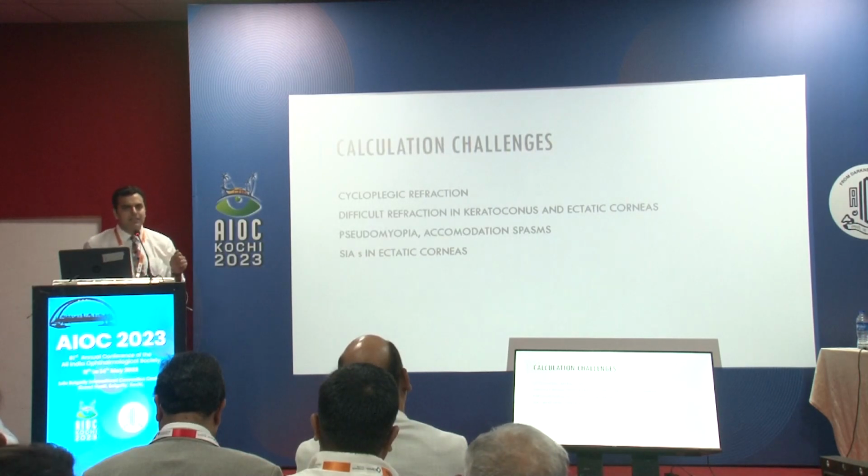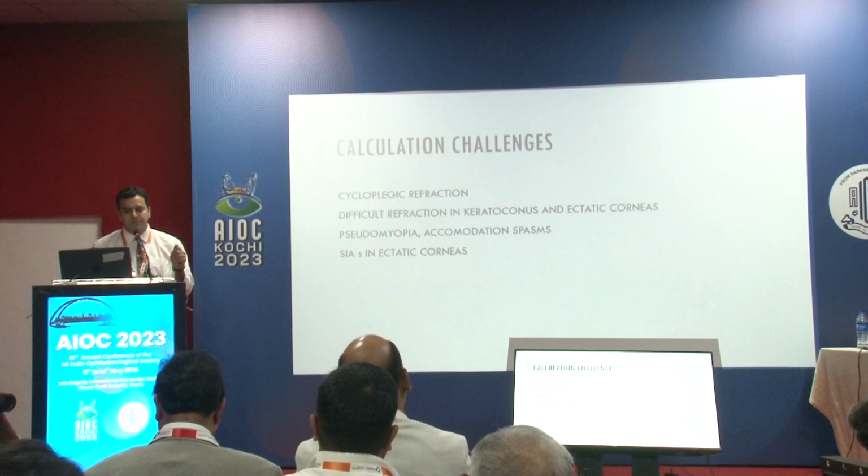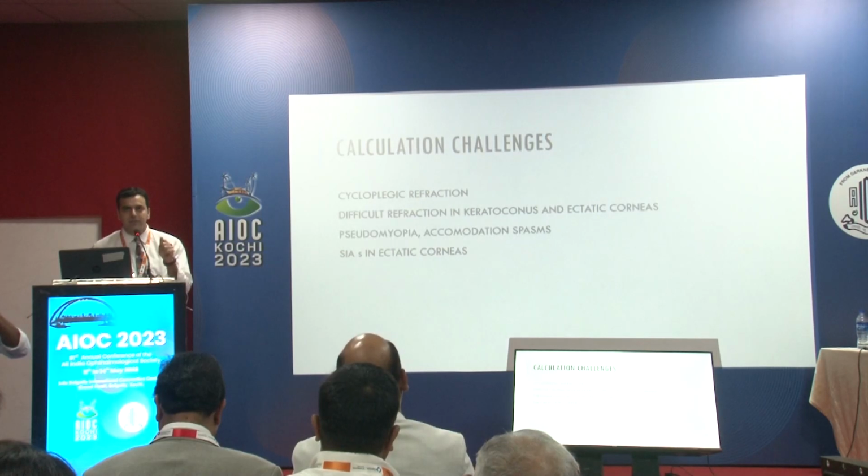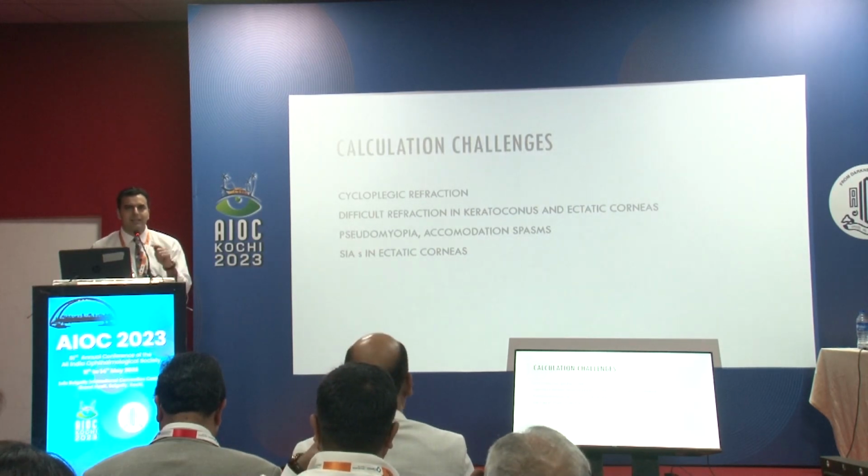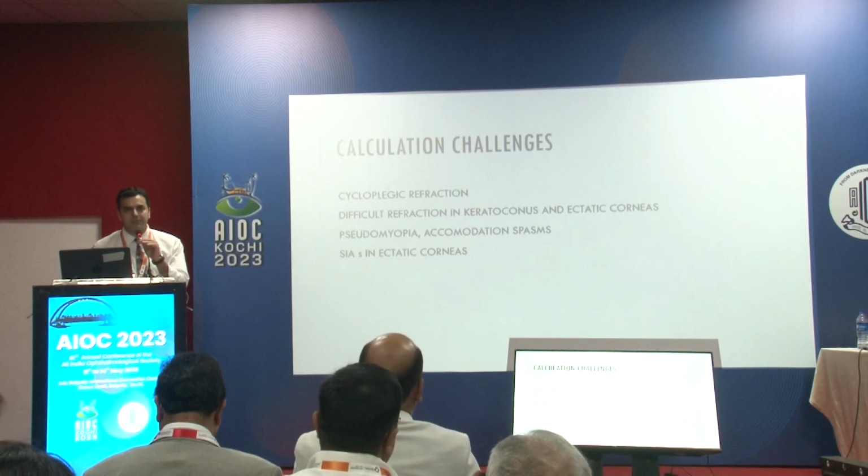The calculation challenges per se start right from the patients who are high myopes. They have a lot of pseudo myopia, accommodation spasm. So we always tell that all the workup has to be completely done under cycloplegic refraction, because we have seen around 3 to 4 diopters of pseudo myopia, and that can land them into a post-operative refractive surprise.